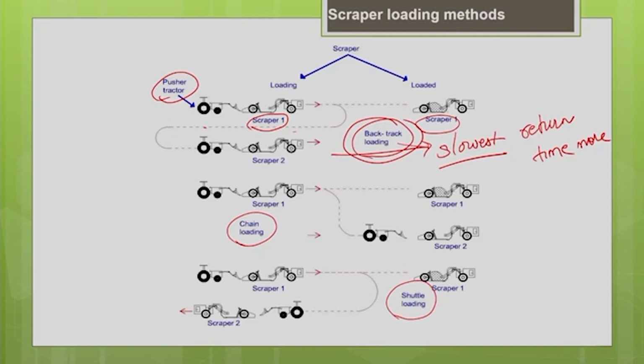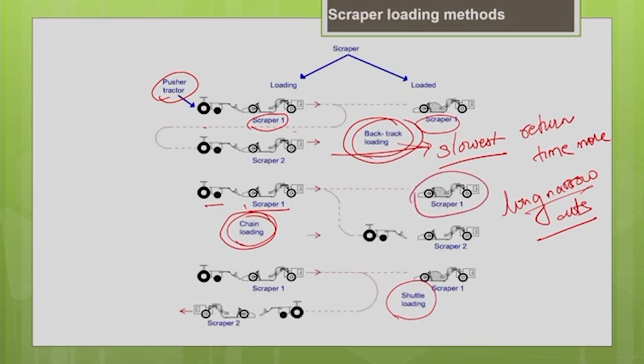The next method which we are going to discuss is the chain loading method. This we commonly follow for long, narrow cuts like roads. Say here your pusher is pushing scraper 1. Once scraper 1 is completely loaded, in fully loaded condition, your pusher will get detached from scraper 1 and start pushing the next scraper.